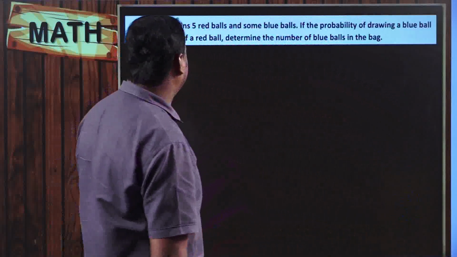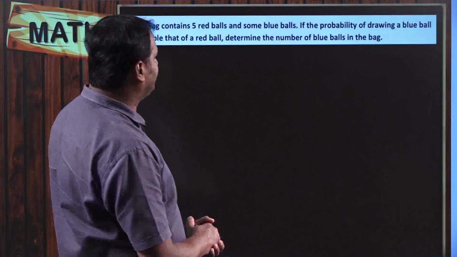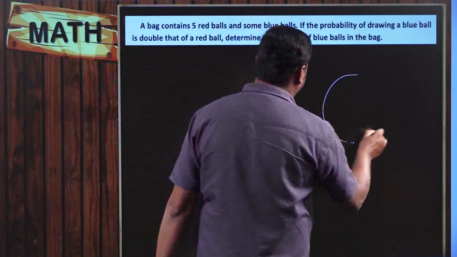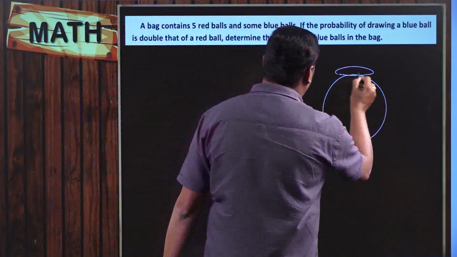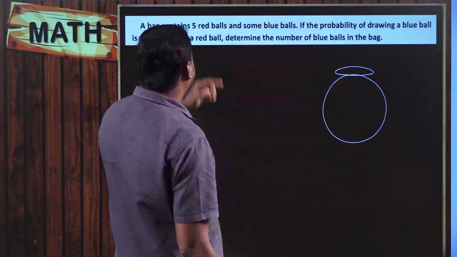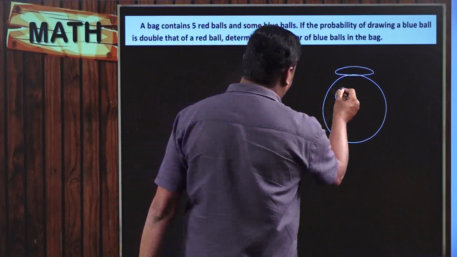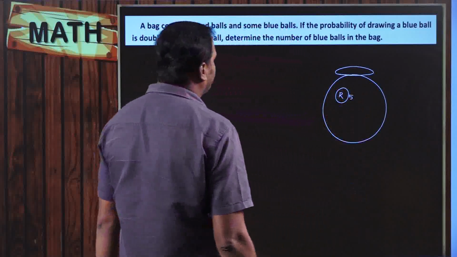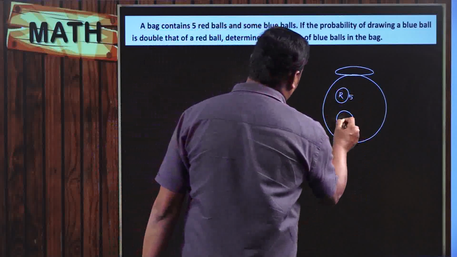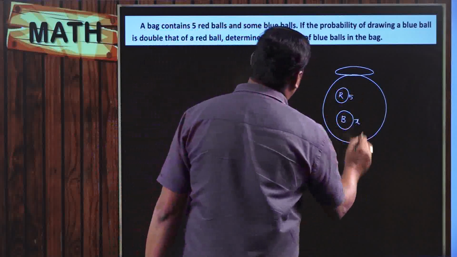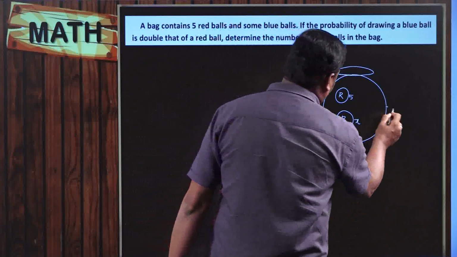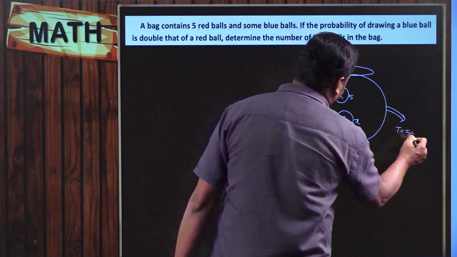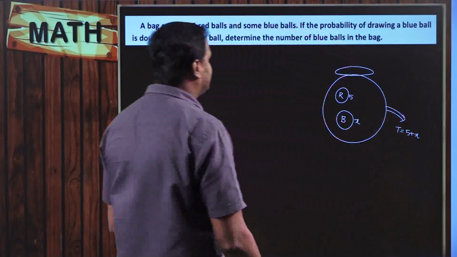And moving on to the next one: a bag contains 5 red balls and some blue balls. Just now we discussed this kind of problem. For example, this is a bag, okay? So this bag contains 5 red balls. So how many red balls are there? Red balls are 5, and some blue balls. We do not know how many blue balls there are, so blue balls are X. So what is the total number of balls in this bag? The total number of balls is equal to 5 plus X. And what is the condition given here?